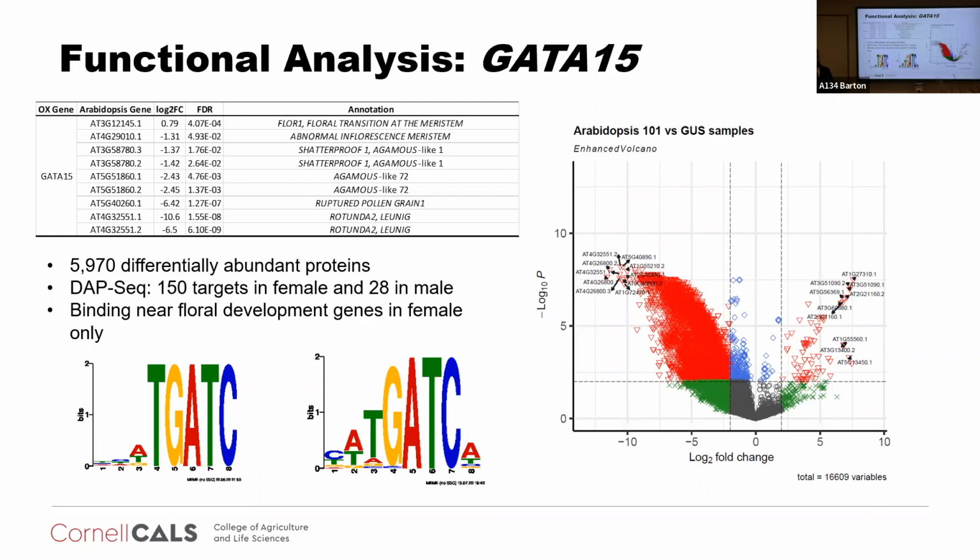So that tells us that our DAP-seq method was valid, and we found 150 gene targets in the female library and only 28 in male. Among those gene targets in the female library were a couple of floral development genes. One is a homolog of ATH1, which associates with AGAMOUS, a class C MADS-box gene involved in carpel development. The other gene was a transcription factor involved in floral sensors. So together, this suggests to us that GATA15 might have a role in promoting female floral development. That's also consistent with what we see in our monoecious willows, where GATA15 is the only candidate sex determination gene still present in those monoecious willows.